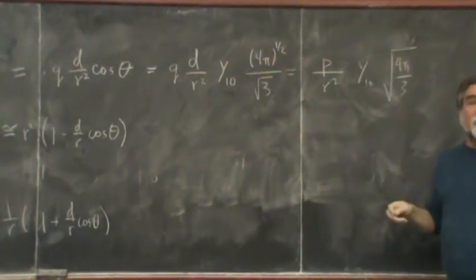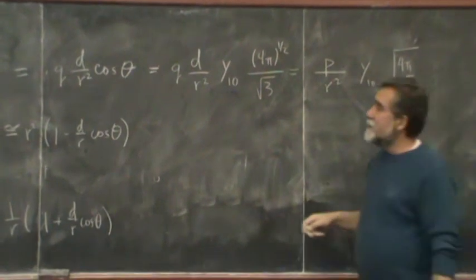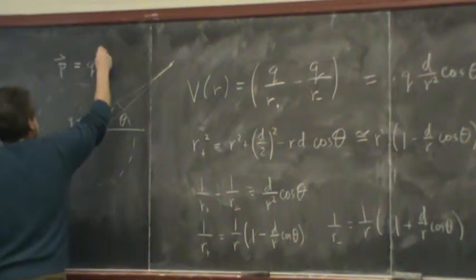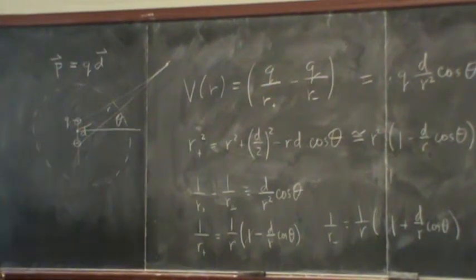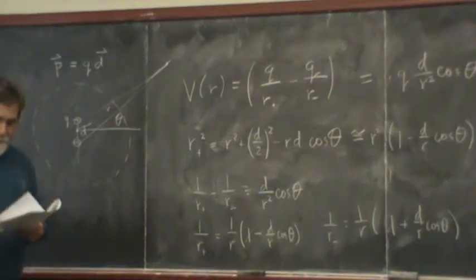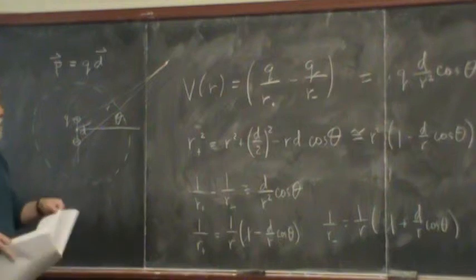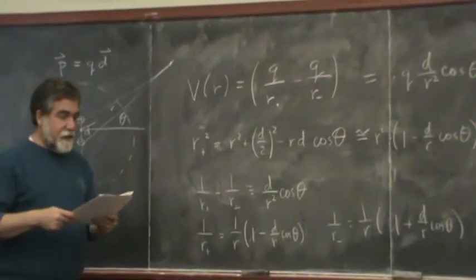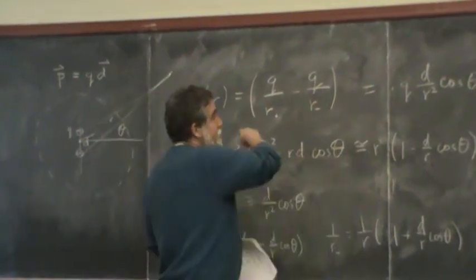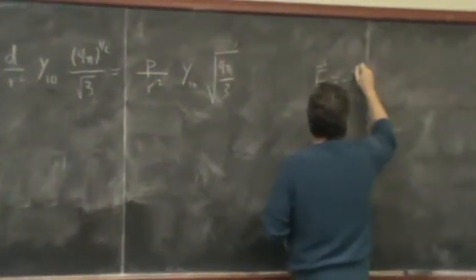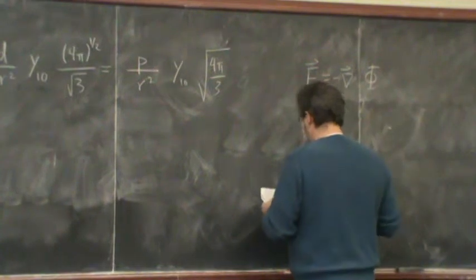Dipole moment has a direction. So what I should really do is put a direction on p and a direction on d, which is the vector pointing from the plus charge to the minus charge. But the potential doesn't have direction, so I'm okay there. Now I've got the potential. The electric field is minus the gradient of the potential.